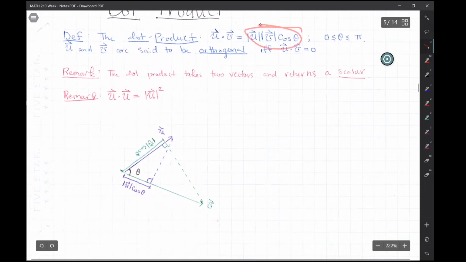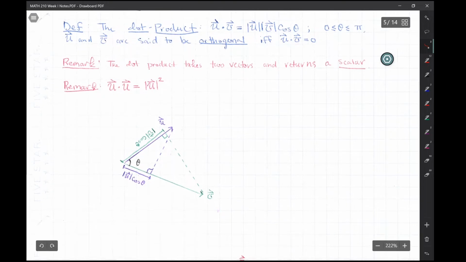this product, right? So you could either take v cosine theta and multiply it by u to get the dot product, or you could take u cosine theta and multiply it by v. Both of them work, and that's just another way of saying that the dot product is commutative. u dot v is equal to v dot u.